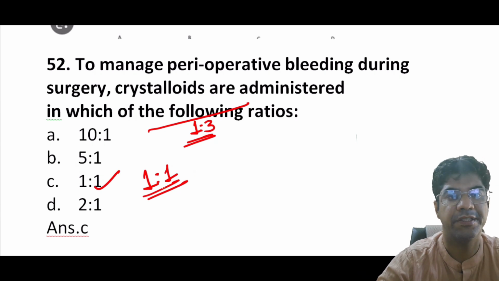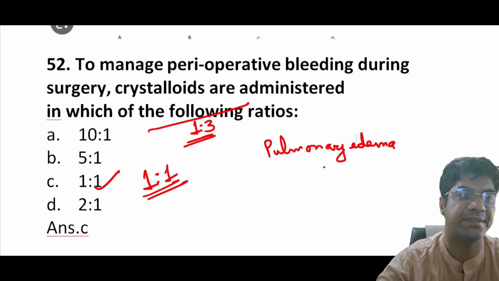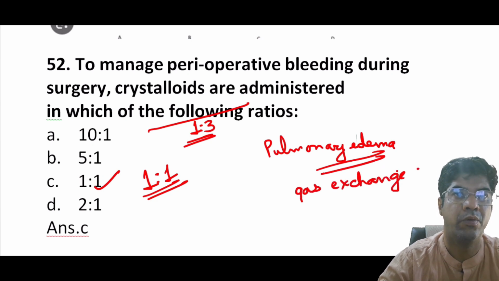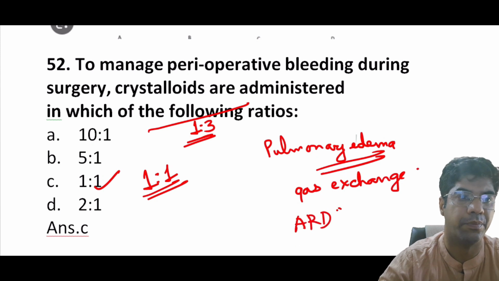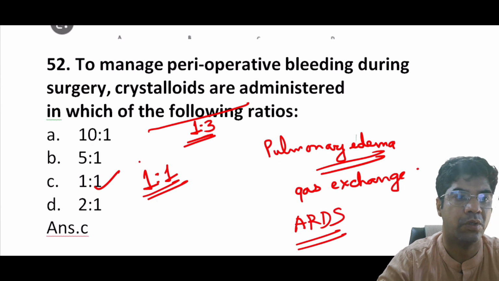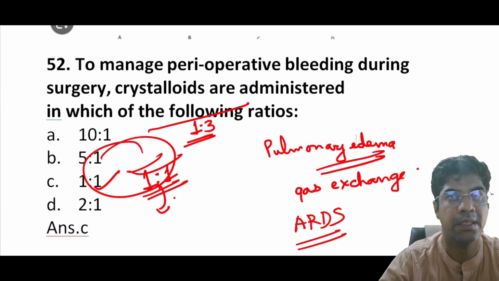So remember, lung function is an important parameter. Excessive fluid can lead to pulmonary edema that would impair the gas exchange and may cause acute respiratory distress syndrome. So by reducing the volume of crystalloid to 1:1 ratio, it is expected to minimize the risk of fluid overload and prevent the edema in the lungs.